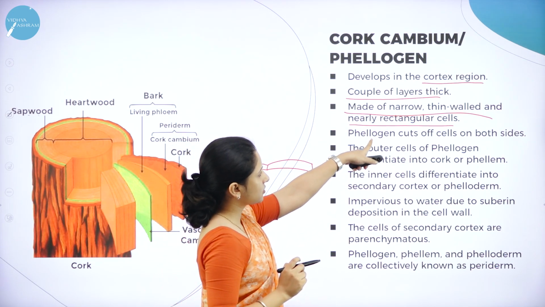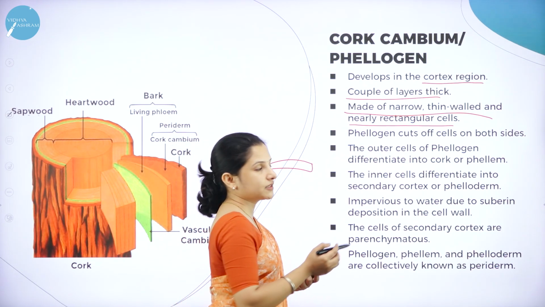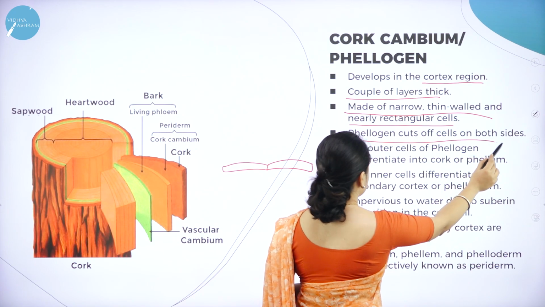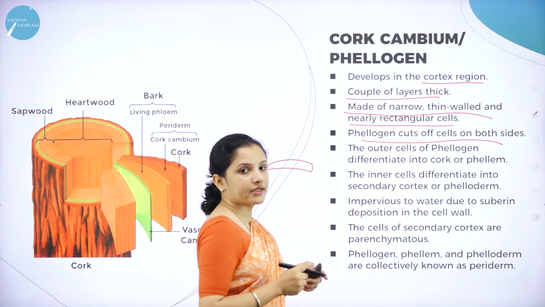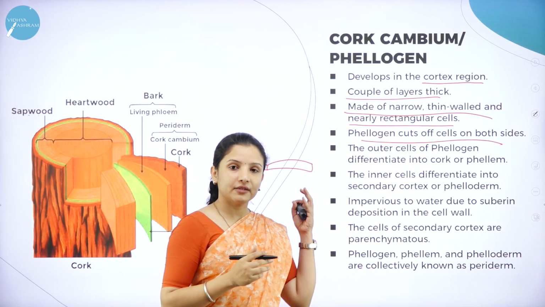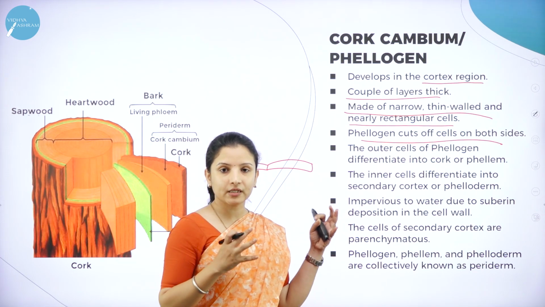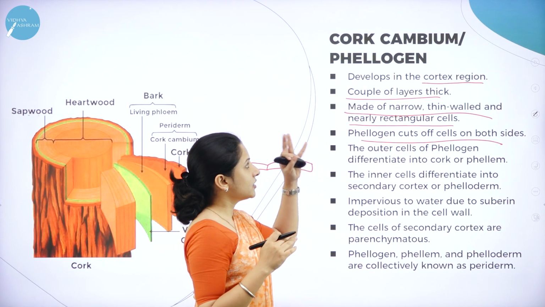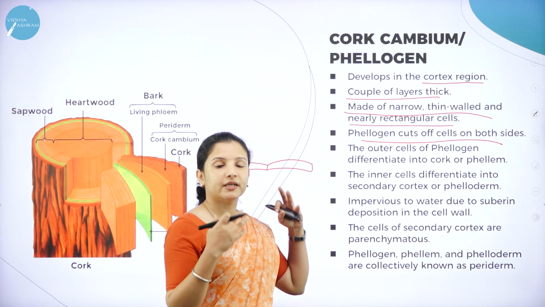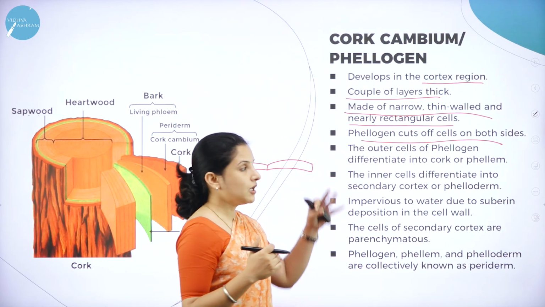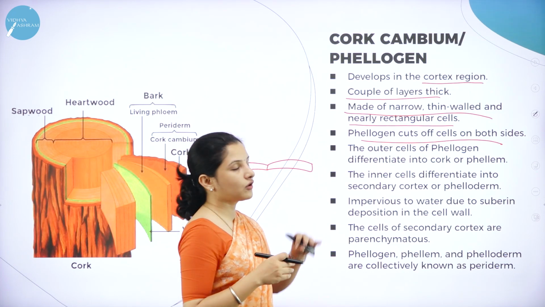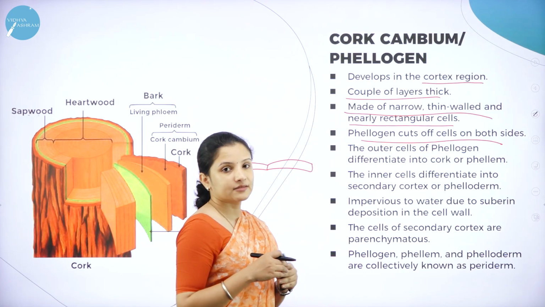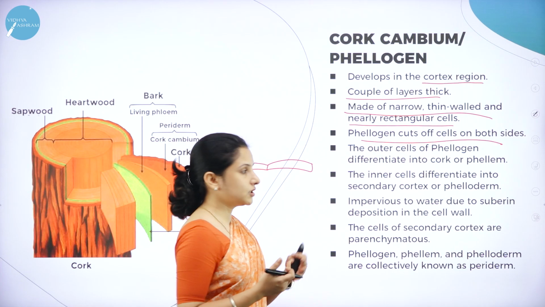And this cork cambium cuts off the cells on both the sides. Here it cuts off the cells on both the sides, because there the cork cambium would only cut off the cells between the phloem and the xylem. But here the vascular cambium used to cut off the cells between the xylem and the phloem. But the cork cambium cuts off the cells in the cortex region, that is on both the sides.